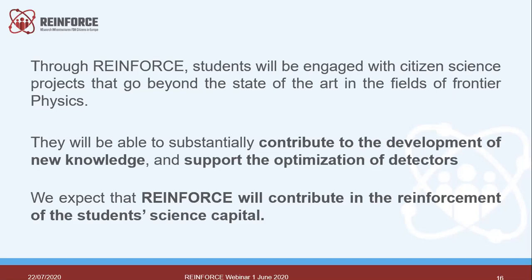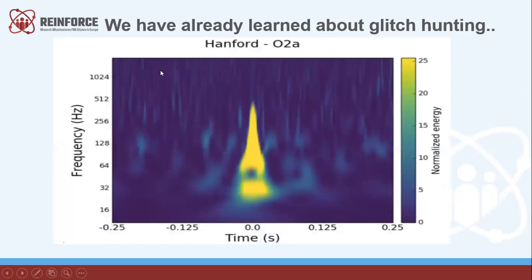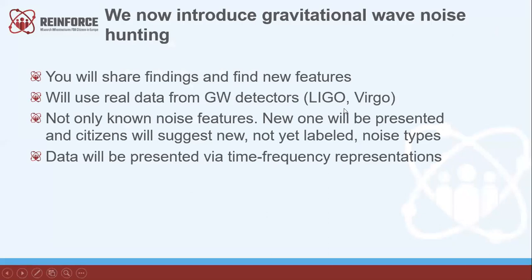So yesterday we talked in quite some detail about gravitational noise hunting. This is the one big citizen science project that we are going to develop. We have seen Gravity Spy. We basically will have Gravity Spy 2.0 with enhanced features and other aspects to look for. We already learned yesterday about glitch hunting and these different aspects, but there will be new features.